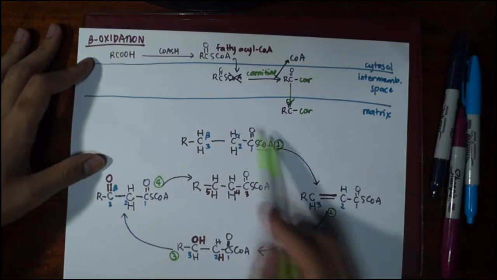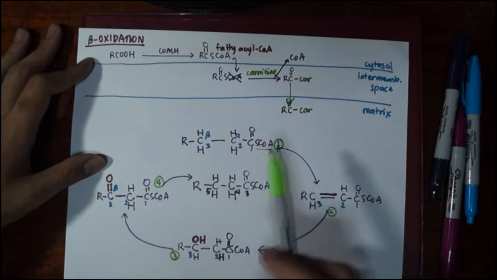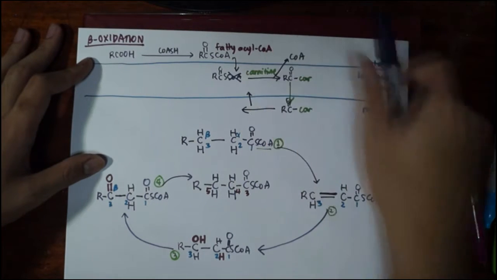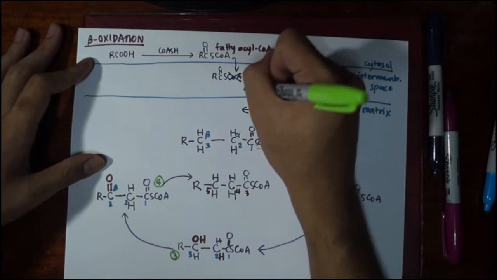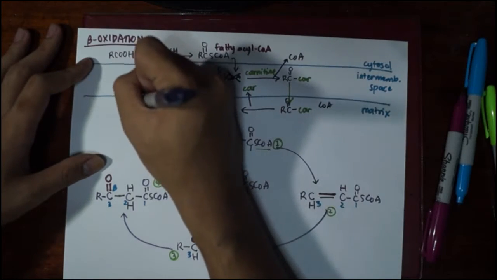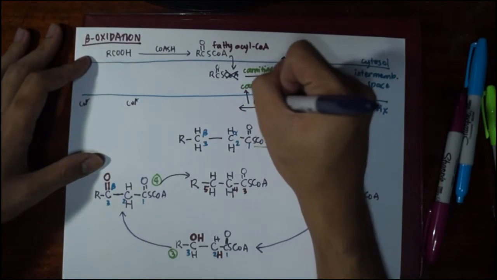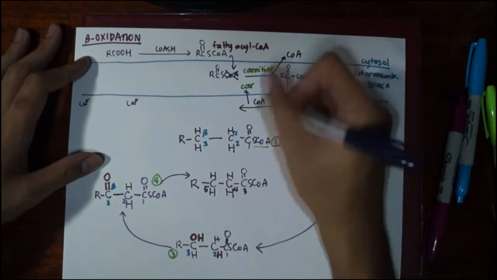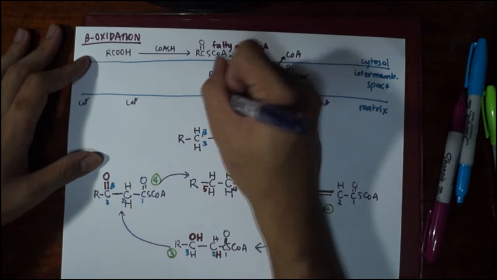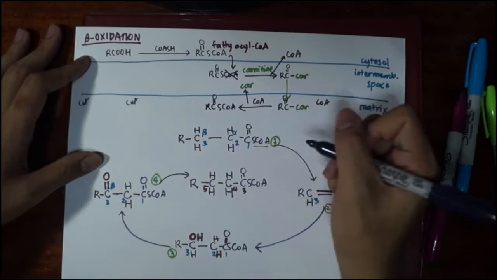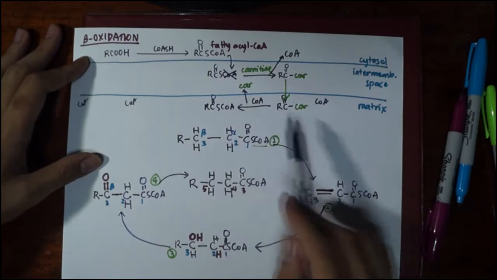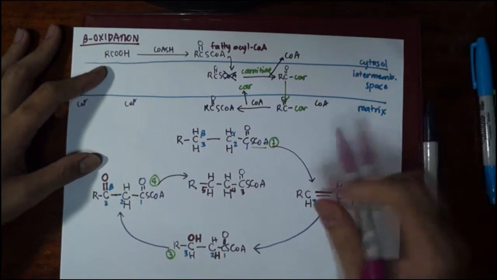But I said that beta oxidation requires a starting material of fatty acid complexed with coenzyme A, and this is not coenzyme A. So it will liberate carnitine. It will return it to the intermembrane space, and there are free floating coenzyme A's somewhere in the matrix. Those are the ones that would combine with this fatty acid in order to come up with, finally, the fatty acyl coenzyme A inside the matrix, as opposed to this one, which is outside the matrix. And so now we start with the actual beta oxidation.